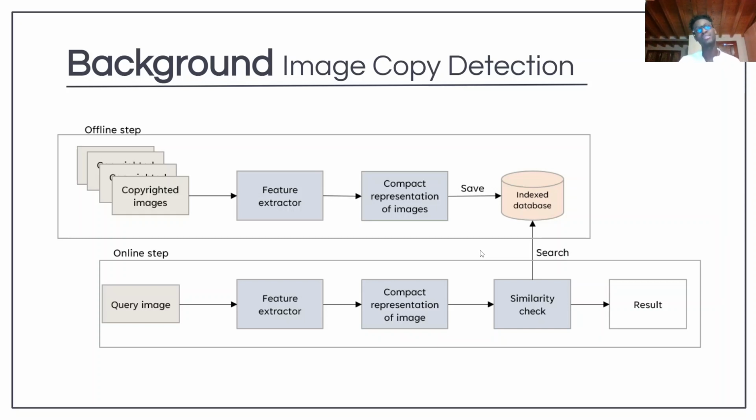And in the online step, what we have is a query image that comes in, a feature extractor, which is always the same as in the offline step. We create a compact representation, and we have a similarity check. So we check whether this compact representation is something that we already seen, which is present in the reference database. And after this similarity check, we determine whether the image is a fake, is a violation of copyright, or is not.